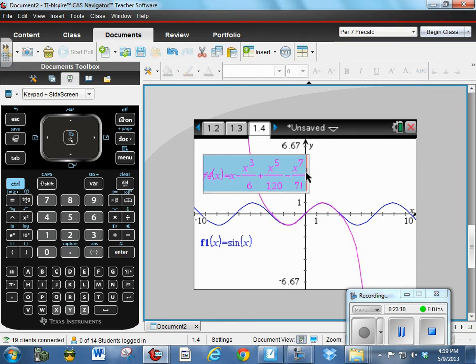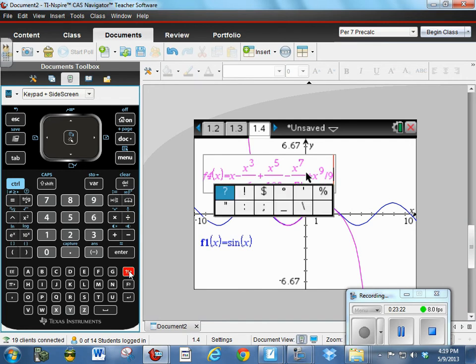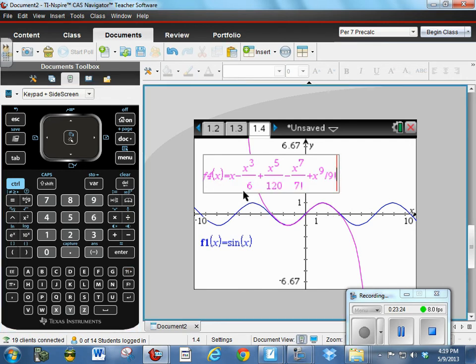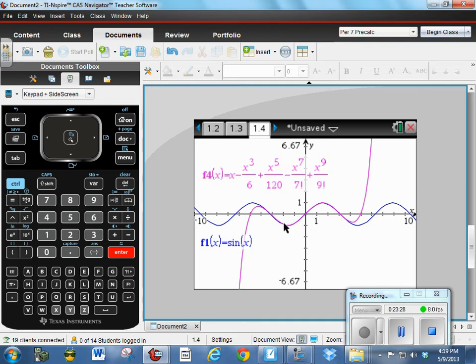Actually, the next one looks really cool too, so I'm just going to show you one more, because it curves downward again. So now I'm up to plus x to the 9th divided by 9 factorial. I like this one. I know, I'm a geek. Okay, there we go. So notice this is a 9th degree polynomial, and now we have a positive leading coefficient because x to the 9th would be my highest degree term.